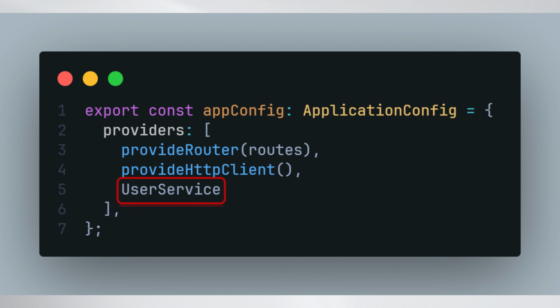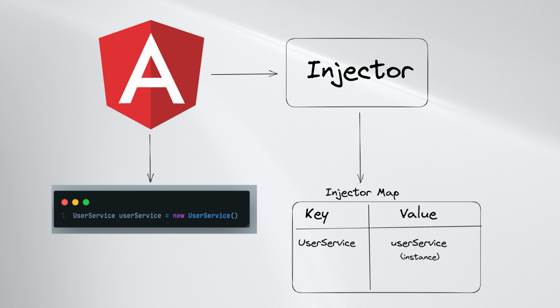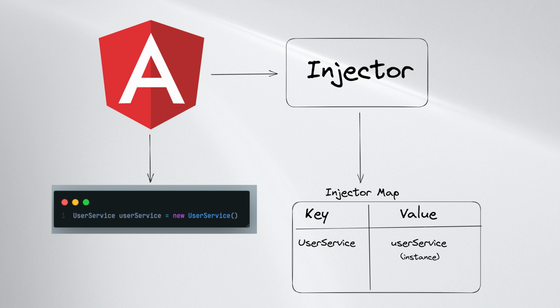So you must have seen this syntax where you are declaring a service in the providers array. This is the shorthand version of this. The providers array takes an object and that object has a couple of properties. The first property is provide. This is an injection token to identify a service uniquely. Remember we talked about the injector having a map to store the instances of services. This property serves as the key in that map.